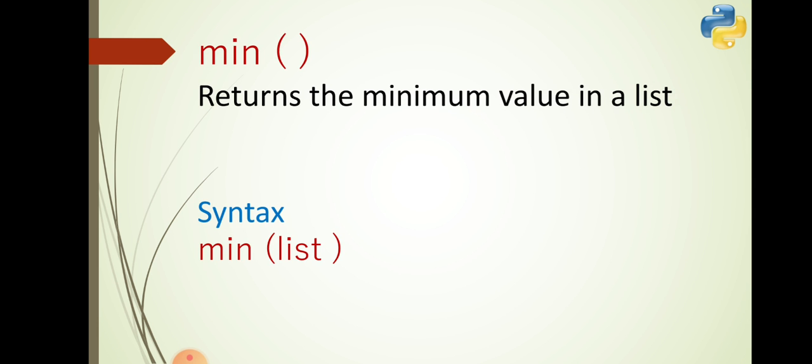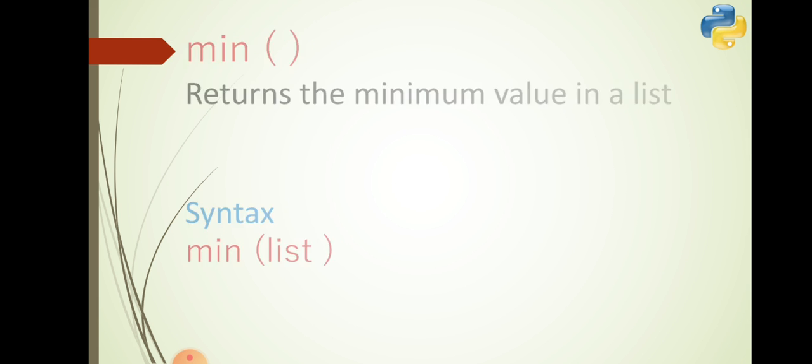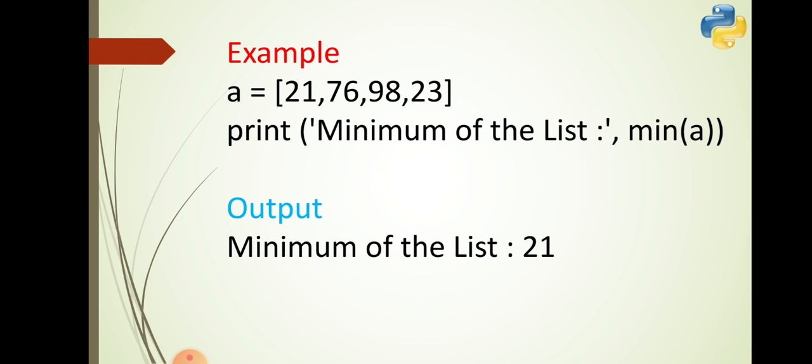Okay, so next one is minimum function. So it returns the minimum value in a list. ஒரு லிஸ்ட்டுக்குள்ளார minimum value என்ன இருக்கோ அதை ரிட்டர்ன் பண்ணுறதுக்காக யூஸ் பண்ணுறோம். So see that 21, 76, 98 and 23. These are the list. I am using the keyword min of a. So here we have 21 is the minimum value.